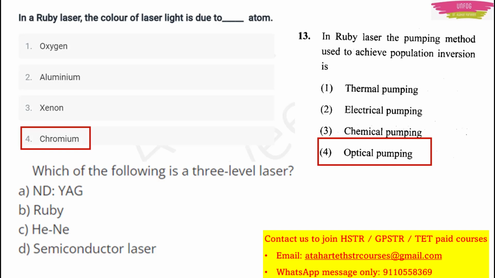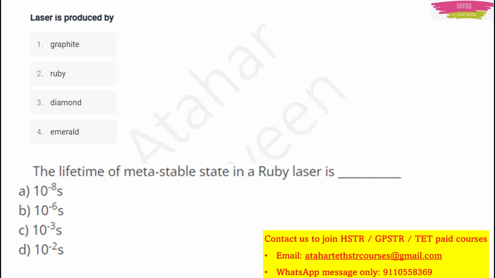The next question is, which of the following is a 3-level laser? I told you, right? That is ruby laser. Next question. Laser is produced by, they have given you 4 options. Graphite, ruby, diamond, emerald. We know it is ruby, right? The ruby crystal.